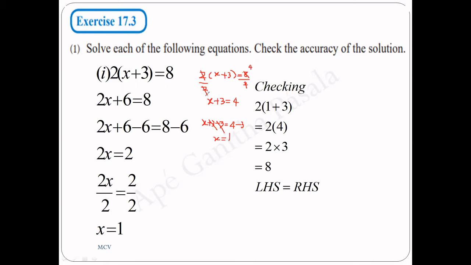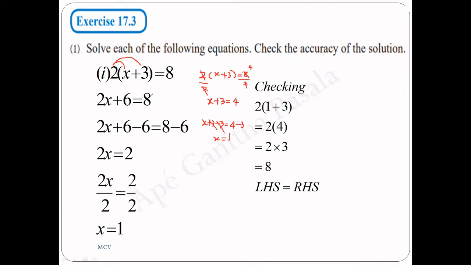Okay, this is another method. In this method, we remove brackets, because 2 is the common factor of both x and 3. So multiply x by 2: 2 into x is 2x. 2 multiplied by 3 is 6. So 2x plus 6 equals 8.